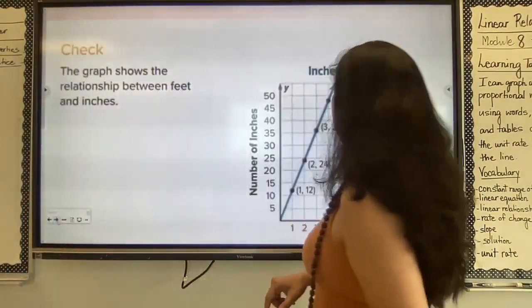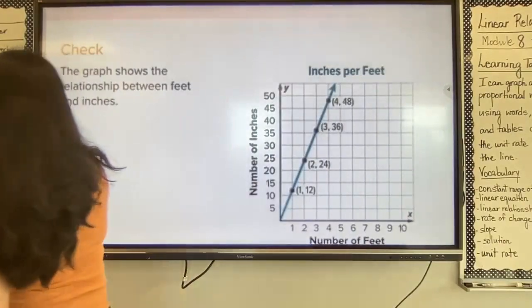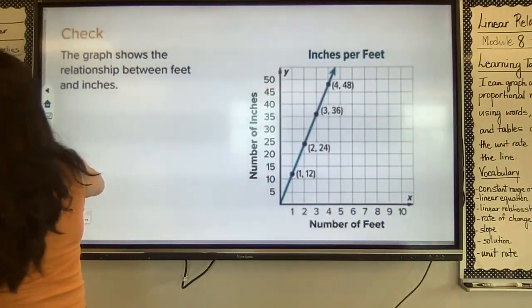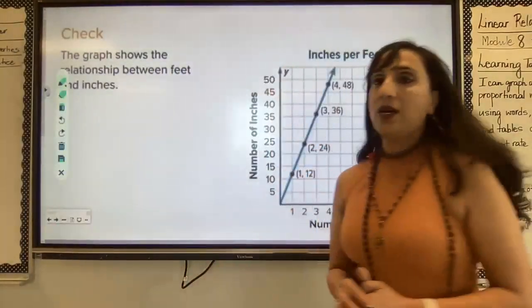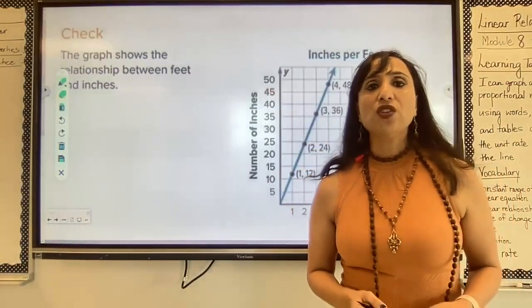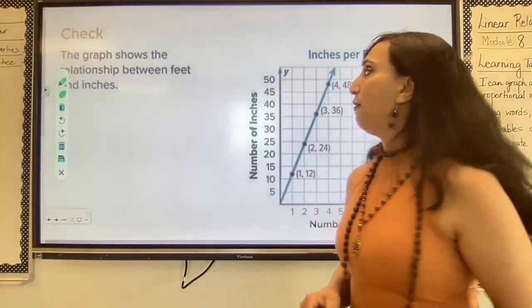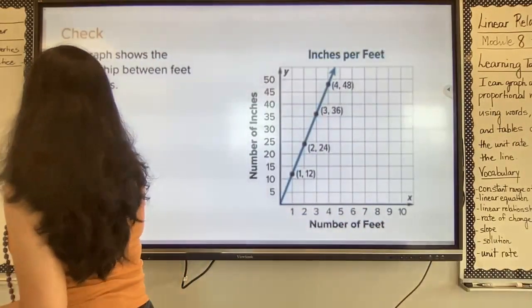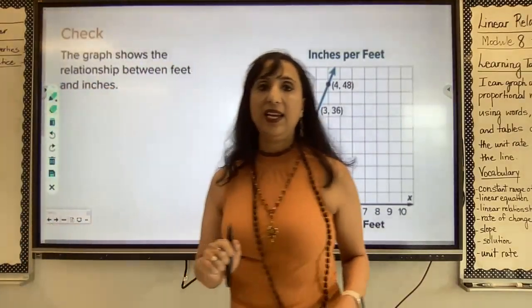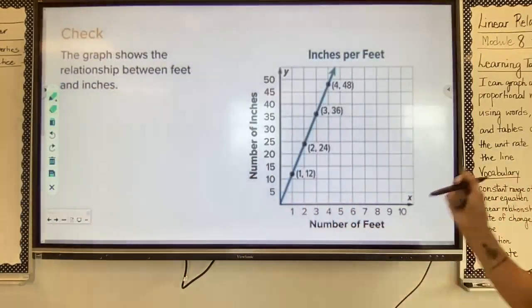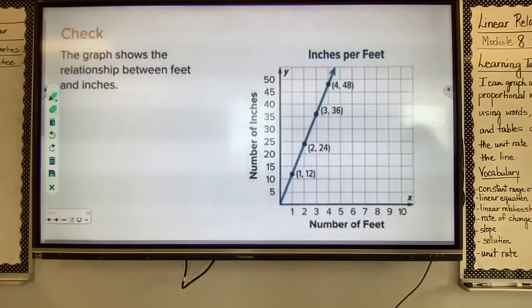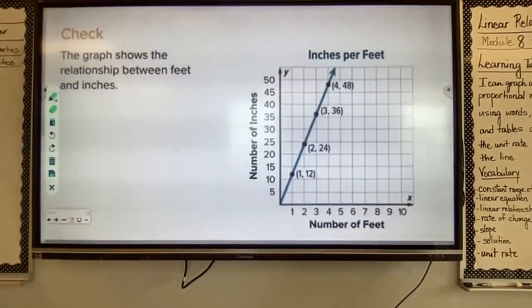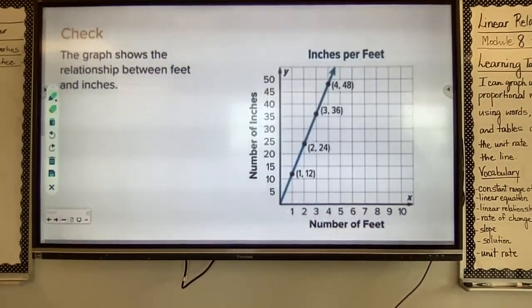And let's look at this example over here. The graph shows the relationship between feet and inches. And so there is my graph, and we are going to find and interpret the slope in this case. So what is the slope of the line?